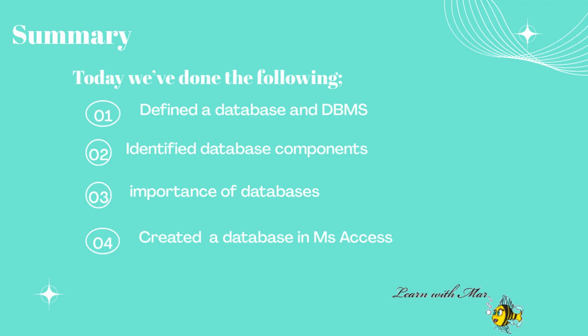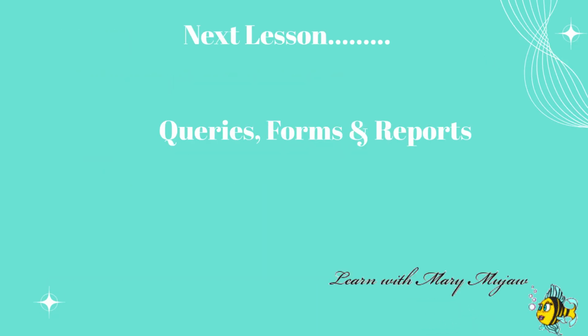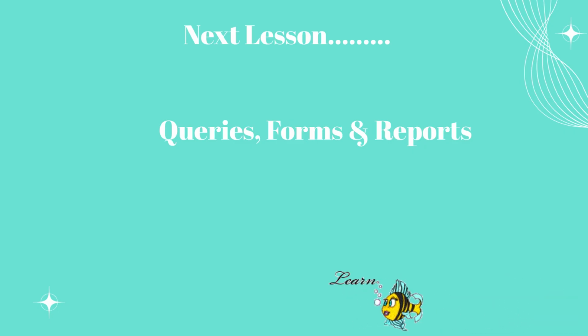We've created the database and we've populated it with data. So what have we done today? We've defined the database and the DBMS to identify the components, and we've looked at the importance of databases, and we've created our first database in Access with 3 tables. Congratulations. In our next session, we're still going to tackle databases, but you're going to look at different objects. You're going to look at queries, forms, and reports. Stay locked.